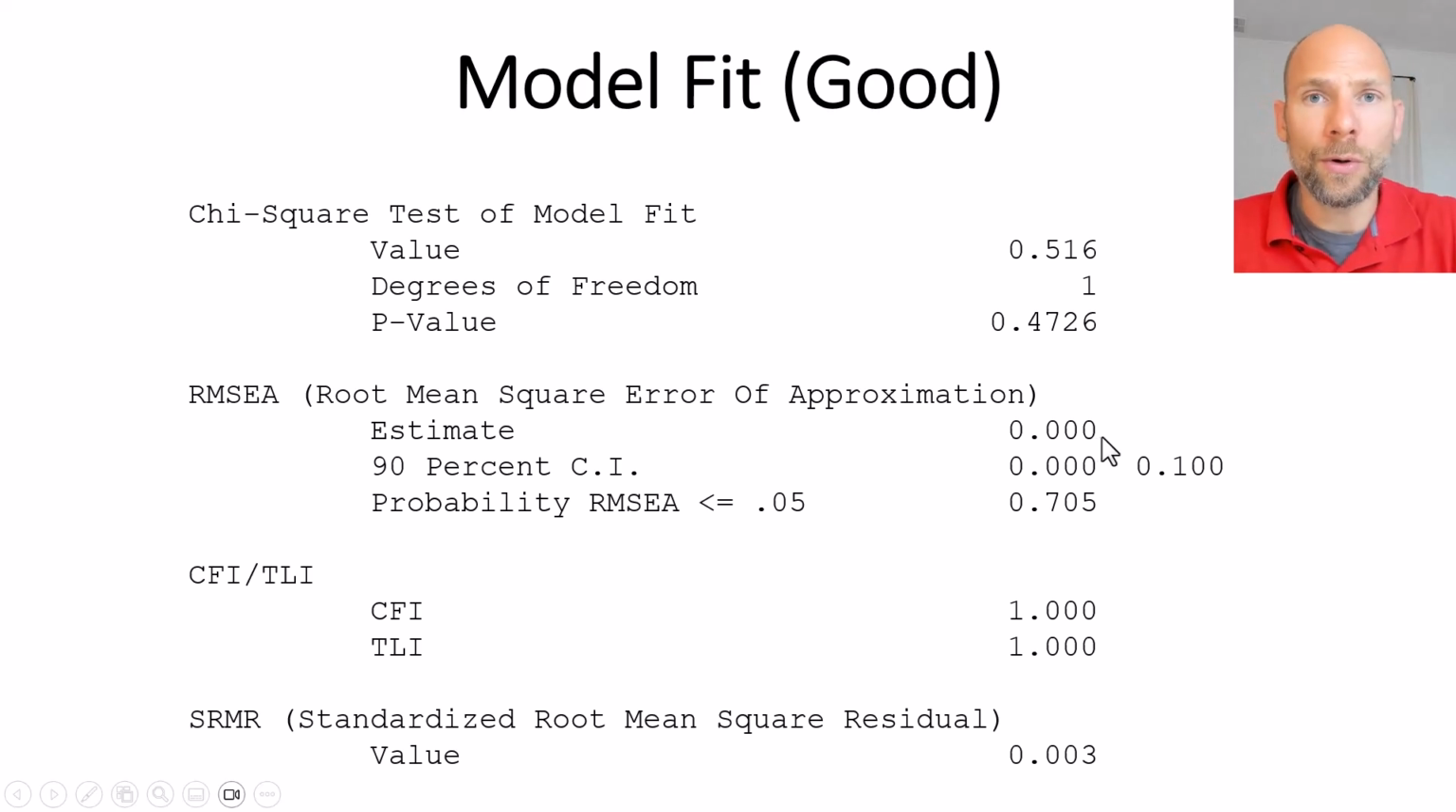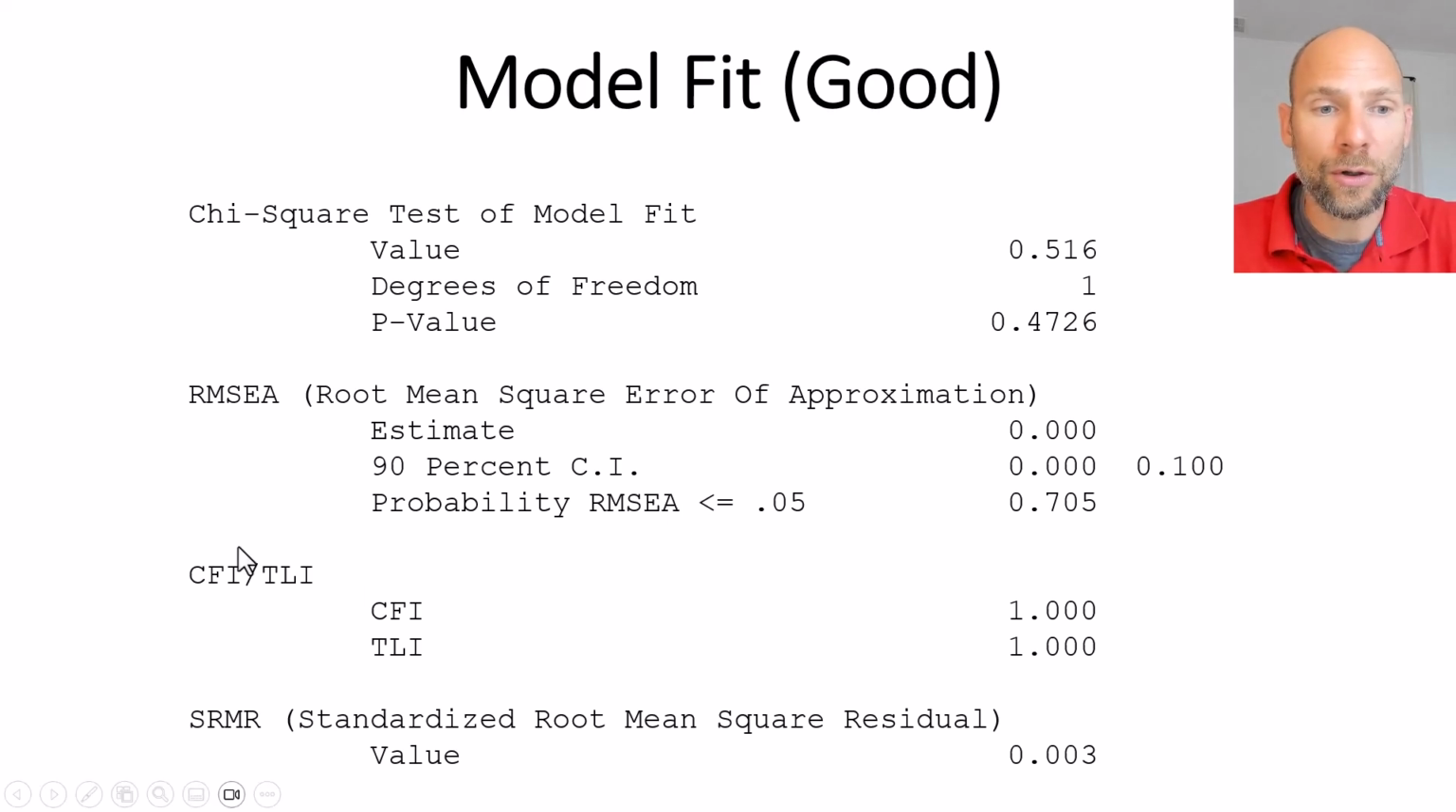Now, what should you look for in RMSEA generally? We tend to think that RMSEA values that are smaller than 0.05 point to a well-fitting model generally. This doesn't apply to all scenarios, but as a rough rule, we would look for RMSEA values smaller than 0.05.